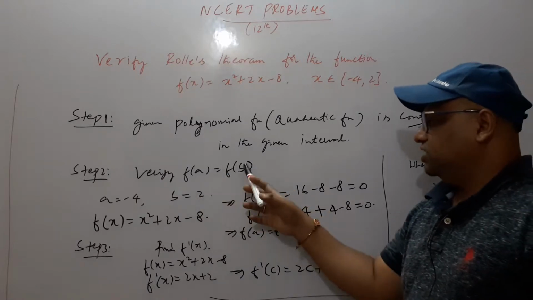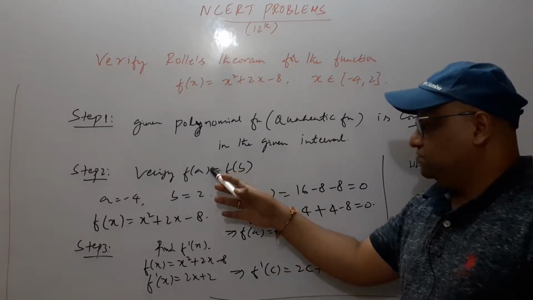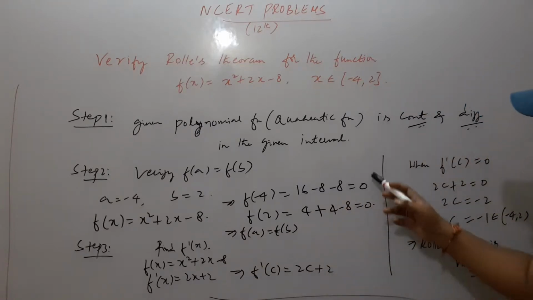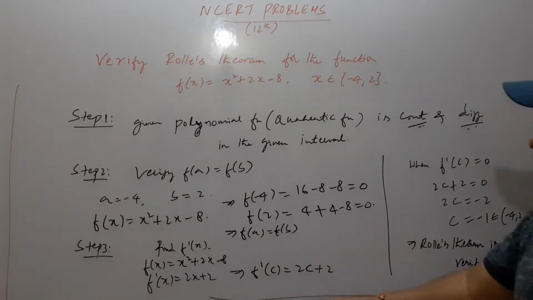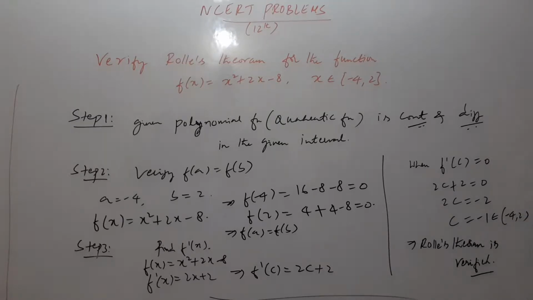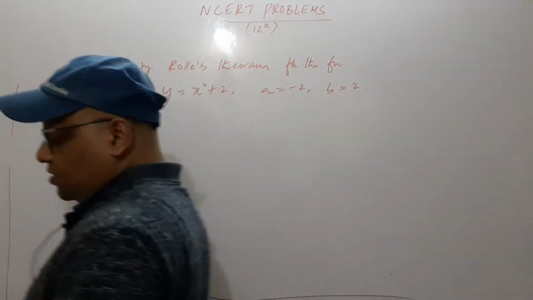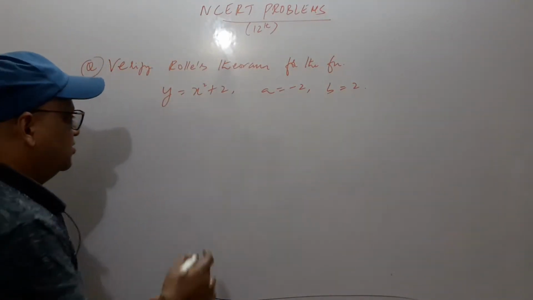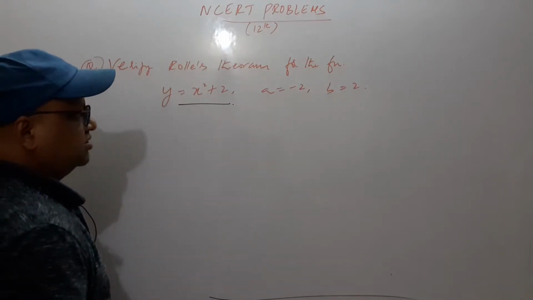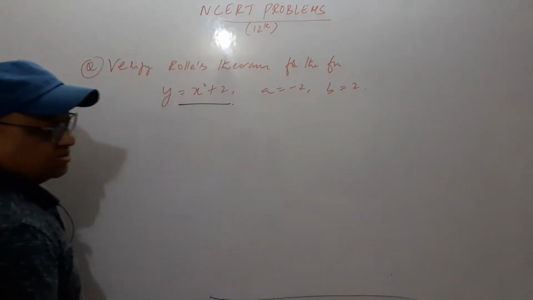If this does not satisfy, then stop there. In this problem it is satisfied, getting 0 as both. Then you can continue to step 3, find f dash x. After that, find c when f dash c is equal to 0. Very simple function they have given. This is a quadratic function. These are the given values, the given intervals.